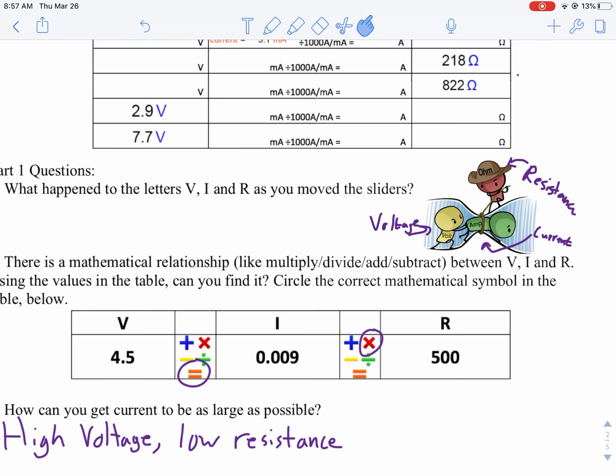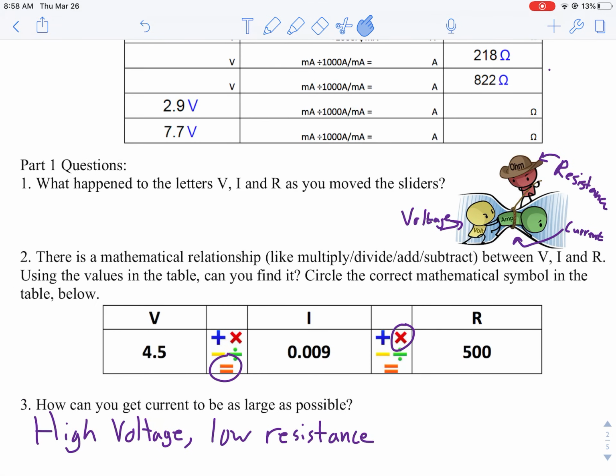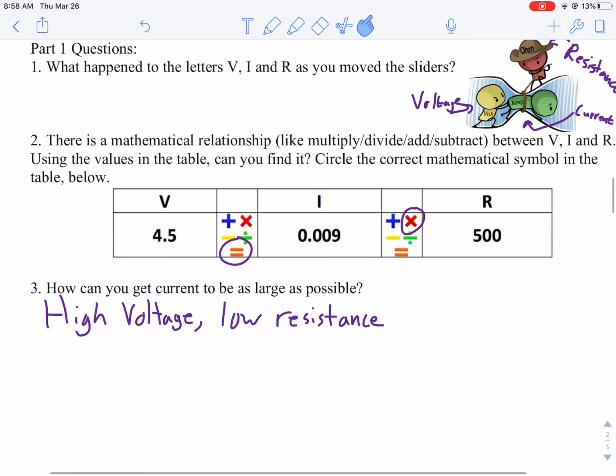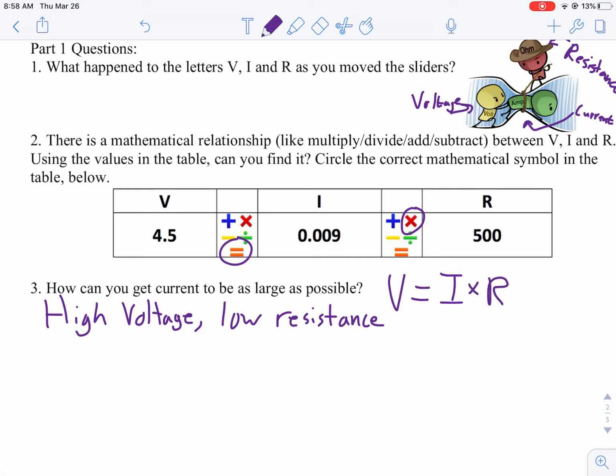So that's the relationship that they were really looking for in question 1 there. To look for the mathematical relationship, they gave you some numbers there. And if you were just to plug this into a calculator, play around with it, you would have pretty quickly seen that the voltage would be equal to the current times the resistance. That is a super important formula. That one is called Ohm's Law, saying that the voltage is equal to current times resistance. If we want the current to be as large as possible, that would be I, so you would have your voltage be as large as possible and your resistance be as low as possible, which kind of makes sense, common sense wise.